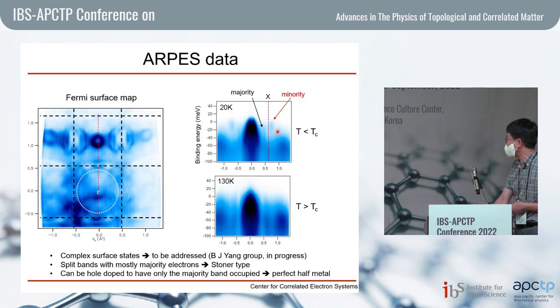A second thing to note is that we have majority and minority bands. So we have spin split bands. And mostly the minority band is very, very small. The majority band is very large. So this is close to half metal, and this is a Stoner type magnet. And one important thing is that this system can be hole-doped by replacing cobalt by iron, and we can remove the minority band, and only the majority band is occupied. So we can make this a perfect half metal, which I'm not going to talk about here.